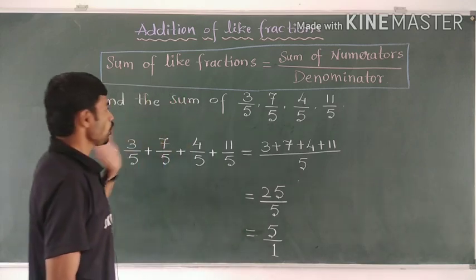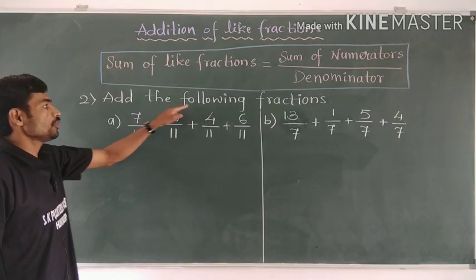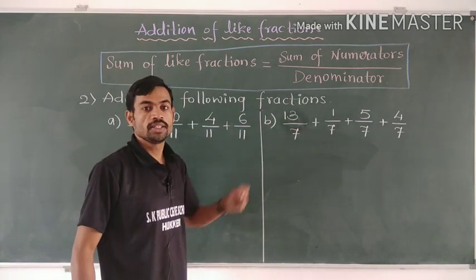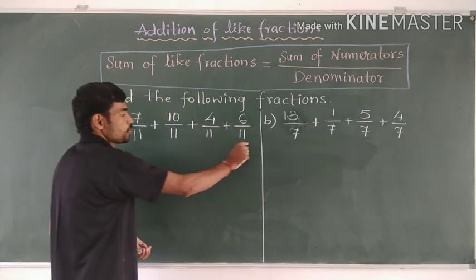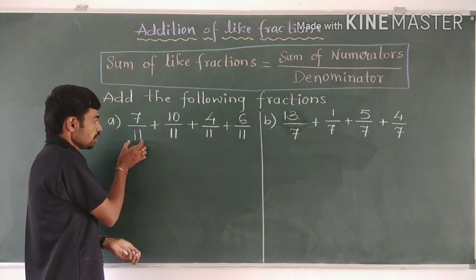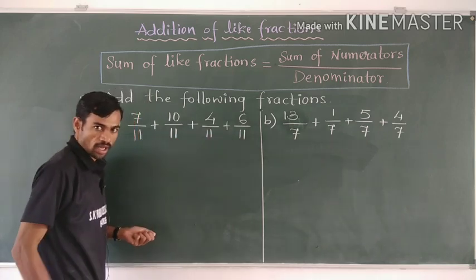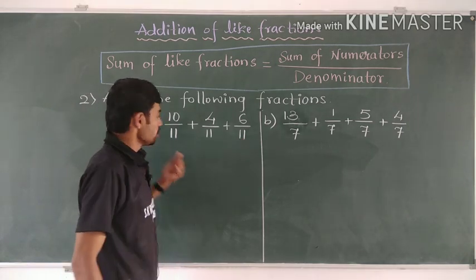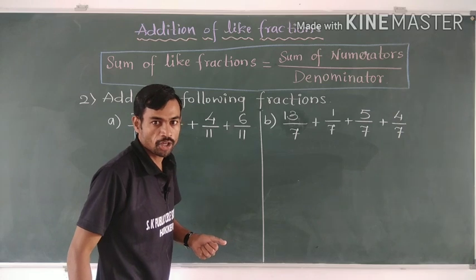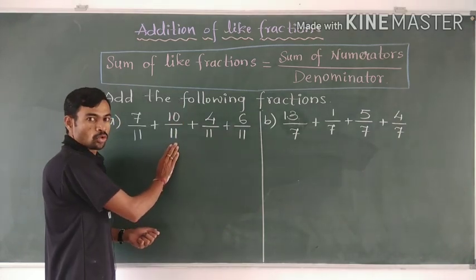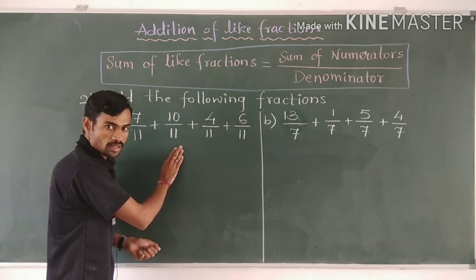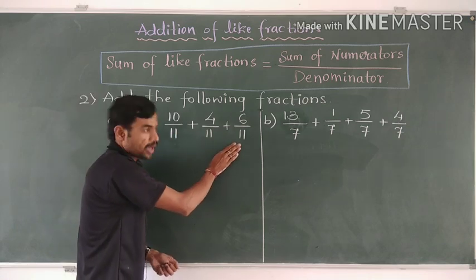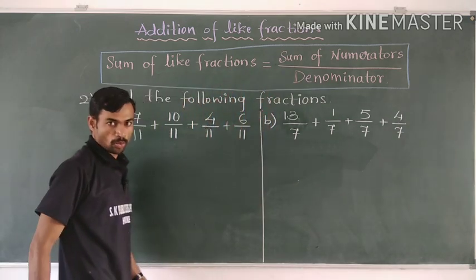Let us take one more example: add the following fractions. So what do we have to do? We have to add these fractions. First we have to check what type of fractions they are. All of these fractions have the same denominators, so these are like fractions. If the given fractions are like fractions, then we have to follow this formula.